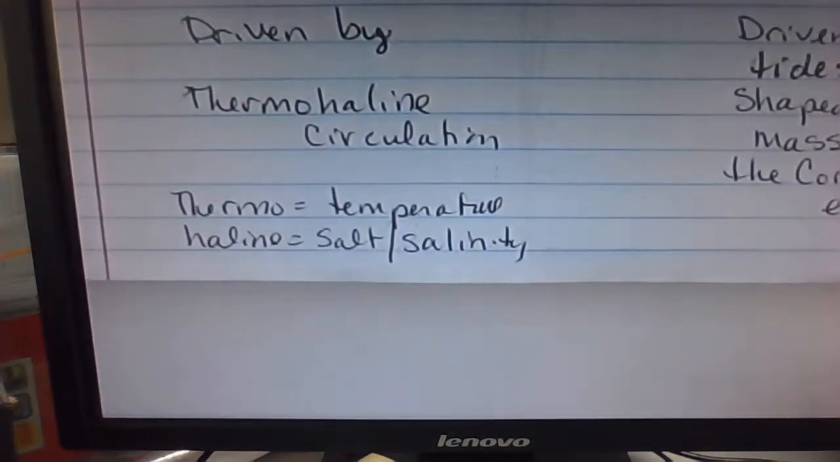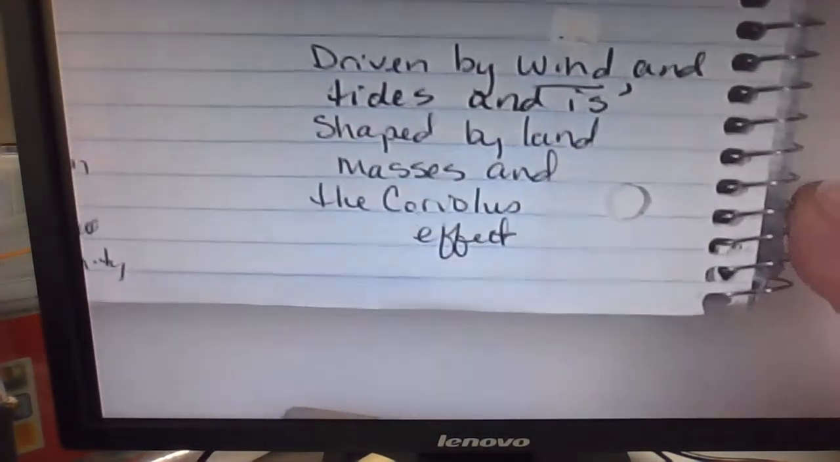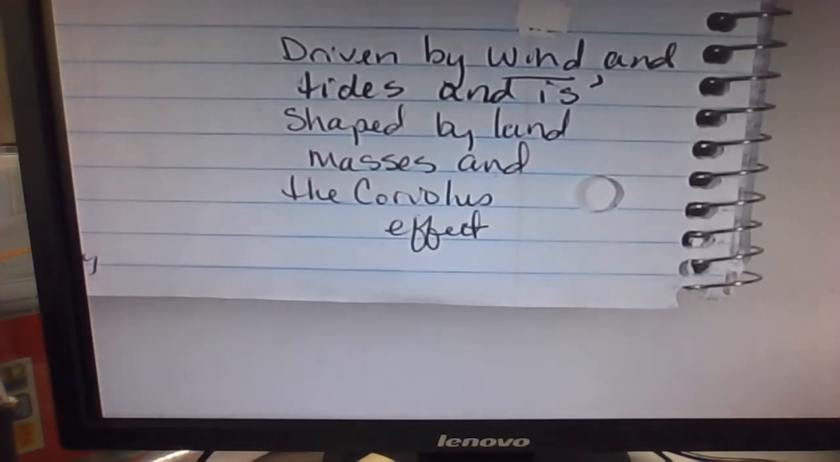All right, so deep ocean currents. Underneath surface ocean currents, write that they are driven by wind and tides and are shaped by land masses and the Coriolis effect. Surface currents are driven by wind and tides, and they're shaped by land masses and the Coriolis effect.